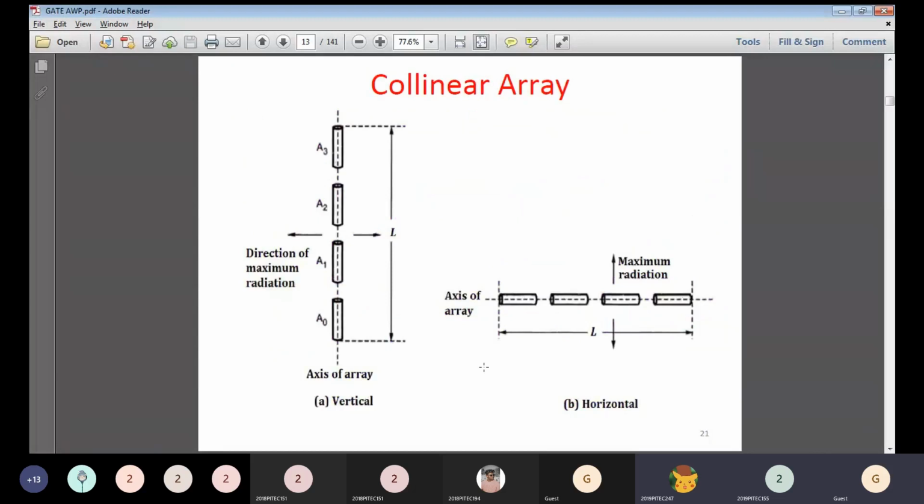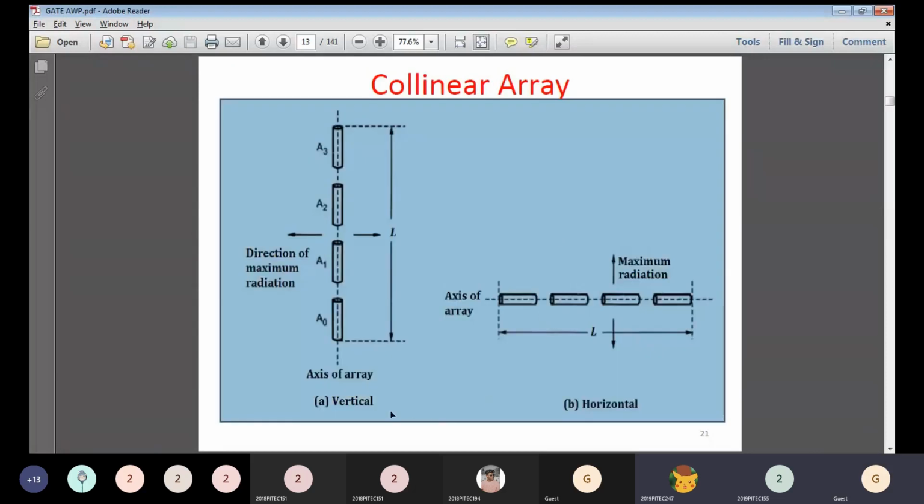So these are the shapes. Vertically arranged here, horizontally arranged here. Both are connected by means of the coaxial cable. This is for collinear array.